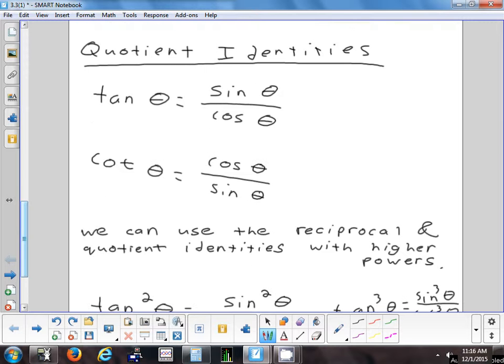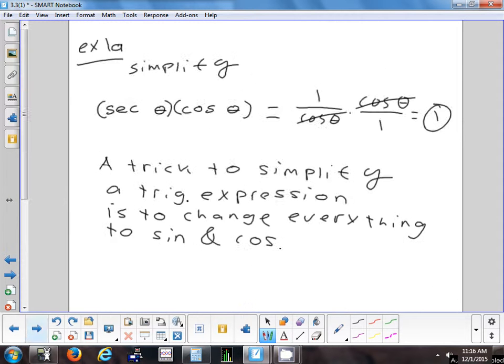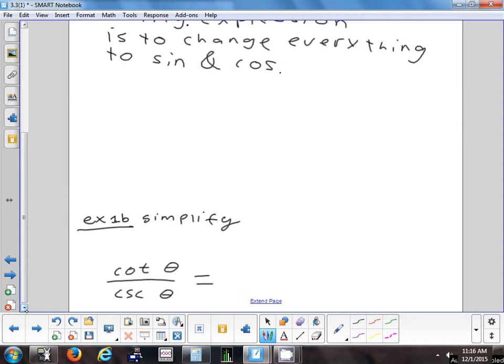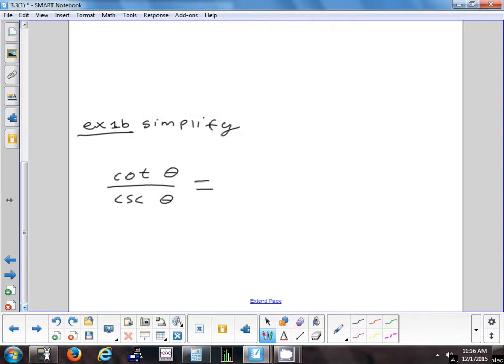All right, so in this case, which way do you think I want to write this? Do I want to write cotangent as 1 over tangent, or do we want to write it as cosine over sine? Yeah, we want to write it as cosine over sine. The reason why is going to come in the next step.